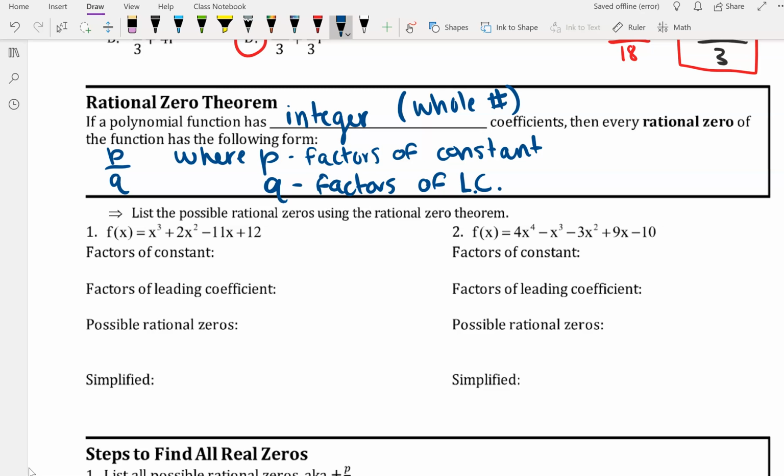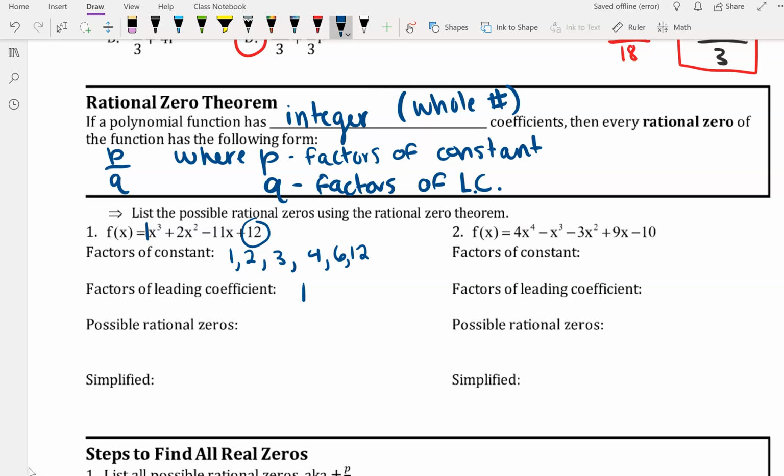So to find these, we are going to find a list of the factors of the constant term. The constant term is always the number on the end. So the factors of 12 are going to be 1 and 12. I always start with the outside numbers and then work my way in. 2 times 6, 3 times 4, and then my next one would be 4, which I already have, which means that's my completed list of all my factors of 12. And then I also need a list of the factors of the leading coefficient. Well, my leading coefficient is 1. My only factor for 1 is 1.